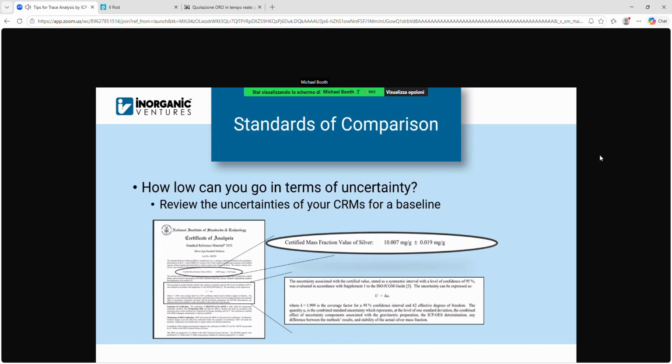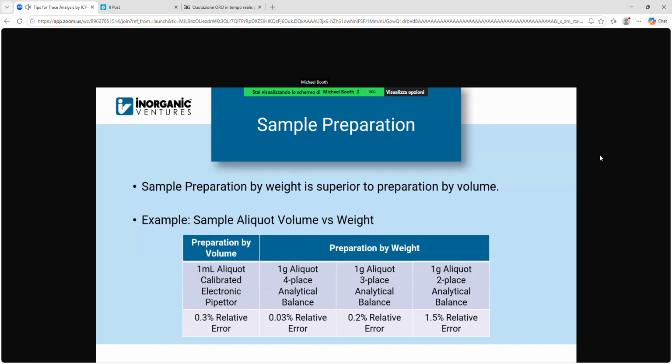Then you really want to look at all the areas as part of your method that introduce error. Sample preparation comes in first, right? This is something a lot of folks do. We always recommend preparing by weight, but it's not feasible in some laboratories where the throughput is extremely high. So we put this together. Let's look at the error in preparing by volume versus preparing by weight. We took a 1 milliliter aliquot dispensed by a calibrated electronic pipetter. That has about a 0.3% relative error on that measurement.